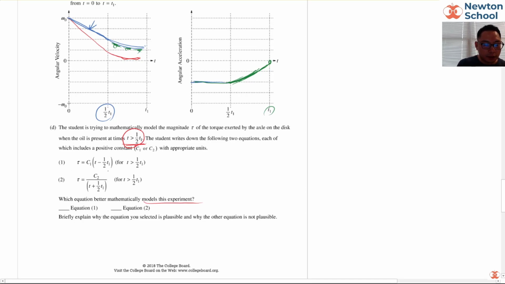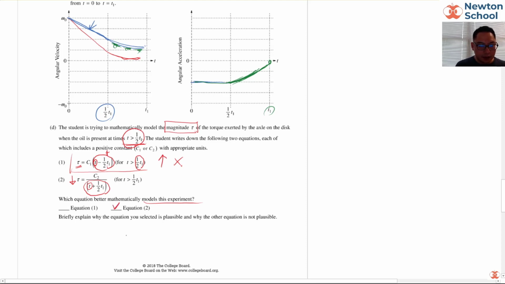All right, let's take the first one. Remember, this t value is greater than half t naught. That means this value will be positive. That means torque is actually getting bigger as time goes on. So one doesn't work. For the second one, when t gets larger, you get a bigger denominator, so torque gets smaller. And I don't think they care about positive or negative because I think it's a magnitude. So I don't really care about positive or negative. So I'll say equation 2.